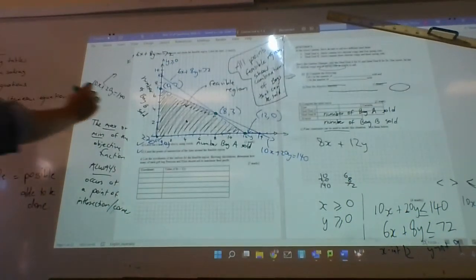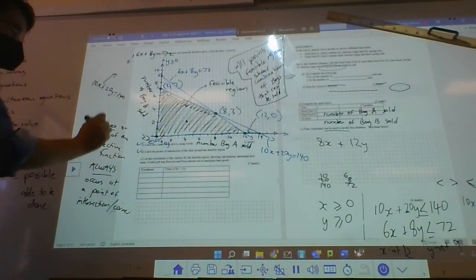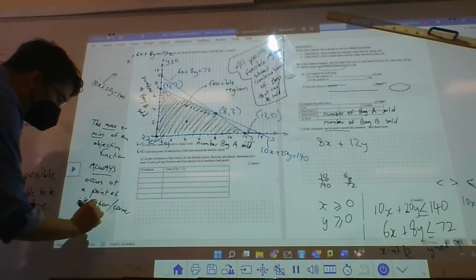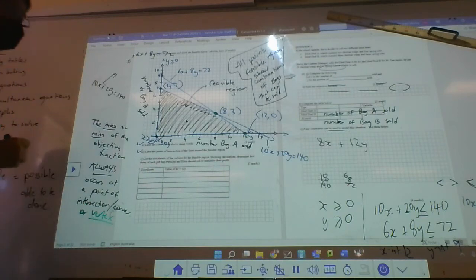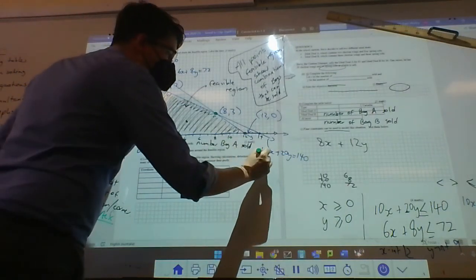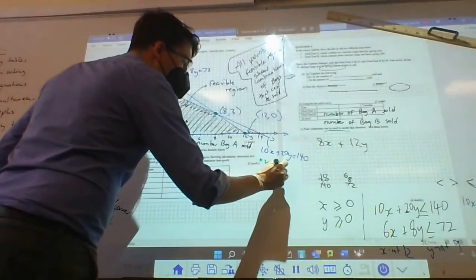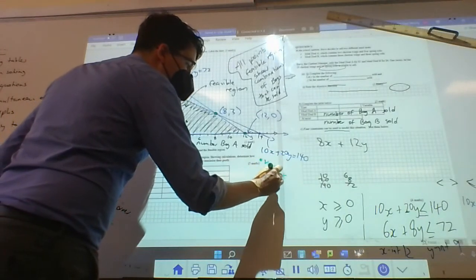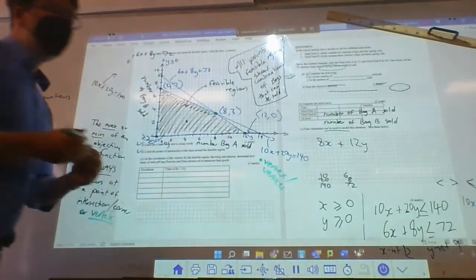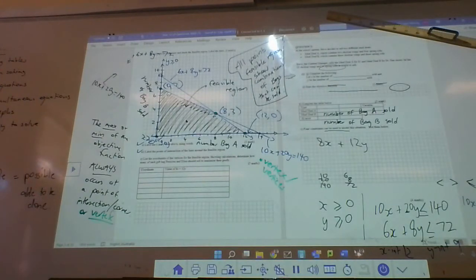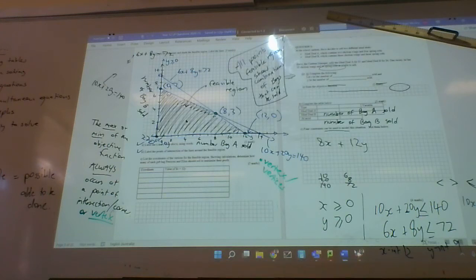Okay. So the green points are what it's called a vertex. The green points are these. Vertex is the singular, vertices is the plural. A vertex is a corner. There are multiple vertices in there. Okay, everybody say vertex. Vertex.